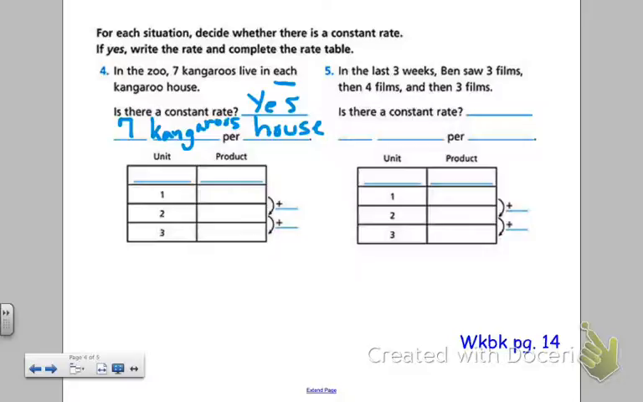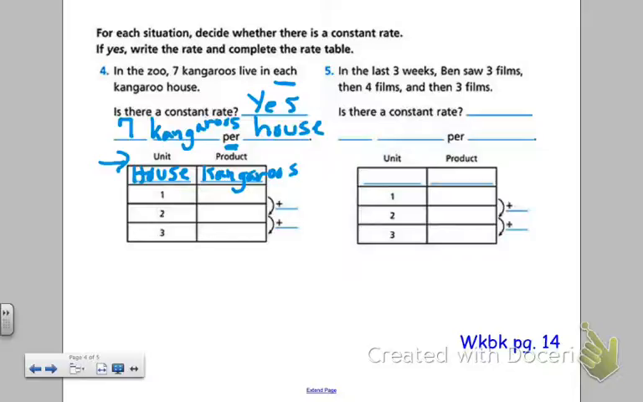Now when we go to make our table, the first thing we need to do is figure out what the unit is here. In this case, the unit is usually the one that follows the word per, or follows the word each, or follows the word every. In this case, our unit is the house. This is where we're going to have the equal groups, right? It doesn't matter whether it's the 7th house or the 100th house. We're going to have 7 kangaroos in every single house. So that's our unit. That means our product would be the number of kangaroos.